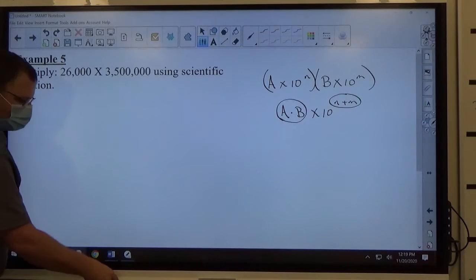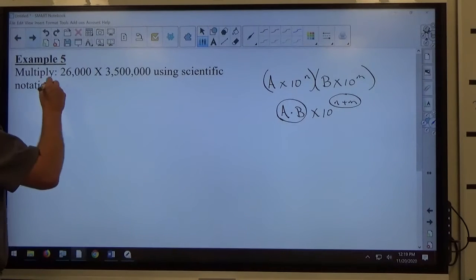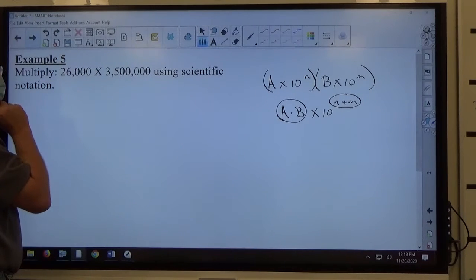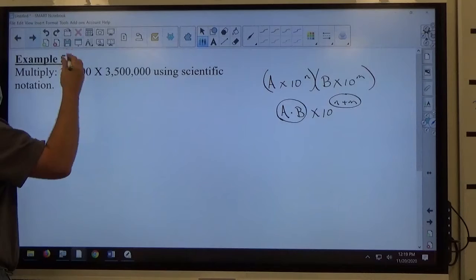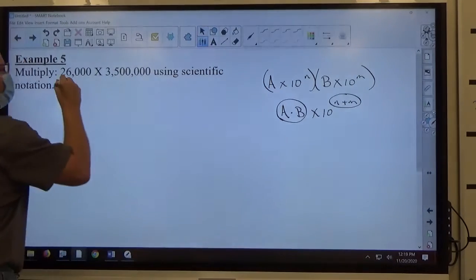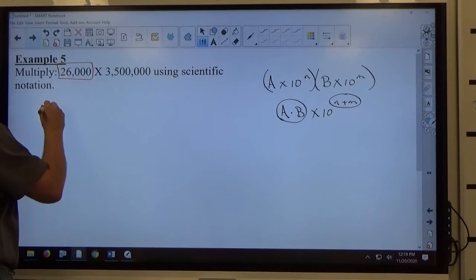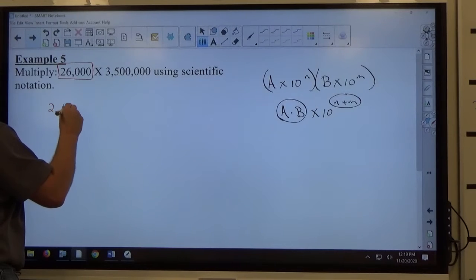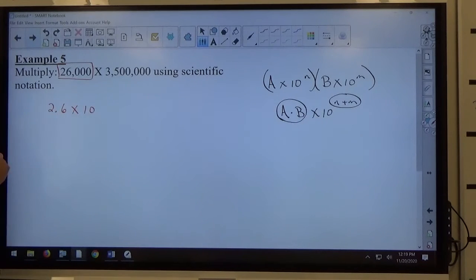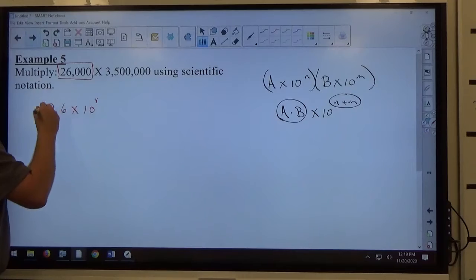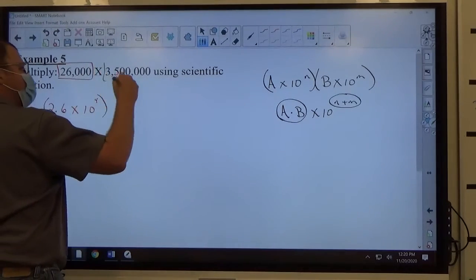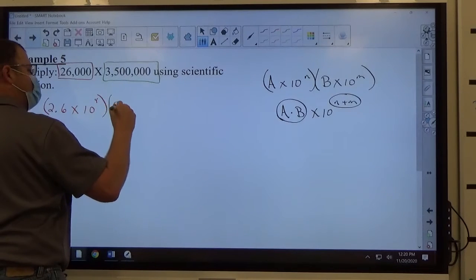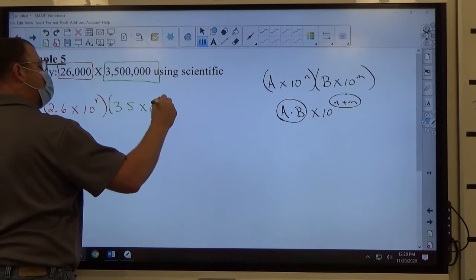We're dealing with larger numbers like this, and we're going to use scientific notation to multiply them. First, I'm going to convert the numbers to scientific notation form. All right, so 26,000 is going to be 2.6 times 10 to the what power? 4. And 3,500,000 is going to be 3.5 times 10 to the what power? 6. Perfect.